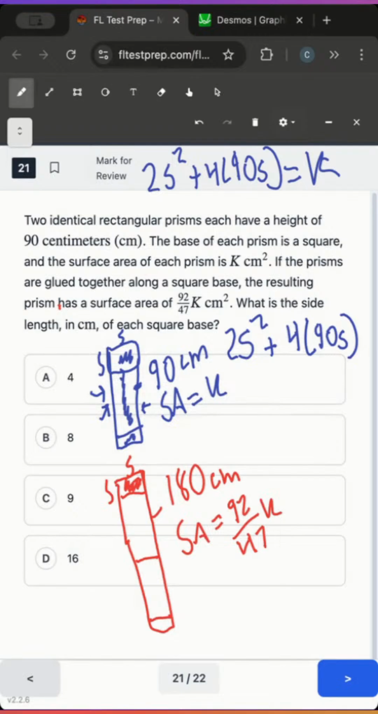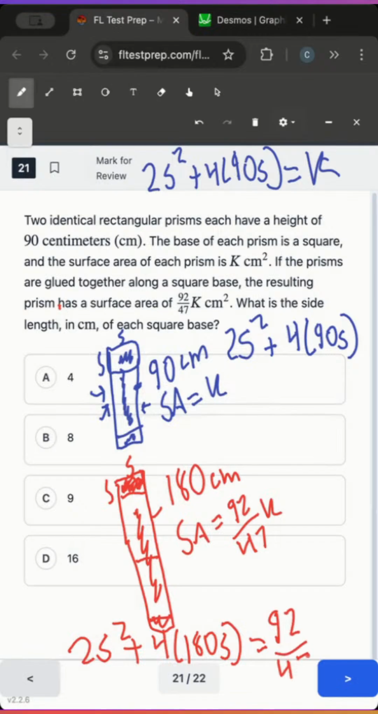Because these square tops are the same, it's still going to be 2s squared plus, and still 4 rectangular faces, except the height is now doubled. So it's going to be 4 times 180 times s. But this time it equals 92/47 K. But we're in a really good spot. Do you see how these equations are interacting? If I move this 92/47 over to the other side, wouldn't I have 2 equations that both equal K, and therefore they both equal each other? Exactly. Let me go ahead and get some space before I move on to the next step.